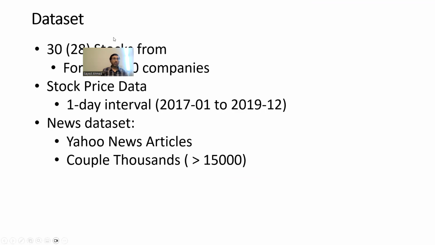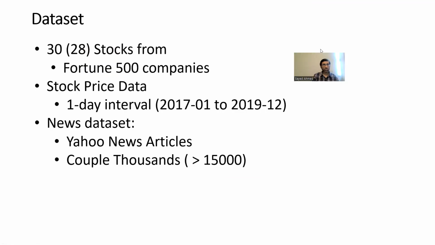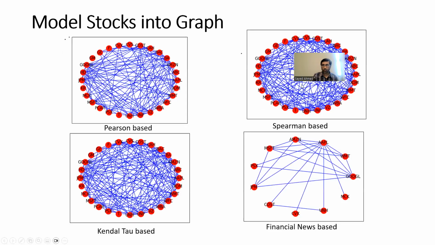Now, as I told, the data set is Fortune 500 companies, 30 of them, and the news has more than 15,000 articles. The paper had 1 million, mine is 15,000. I also told that I used another data set, but eventually I moved away from it and utilized this Yahoo 30 company data set.